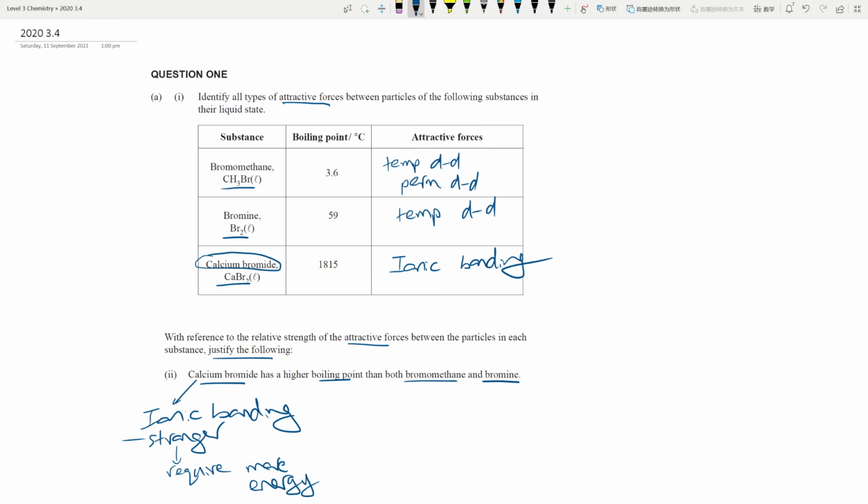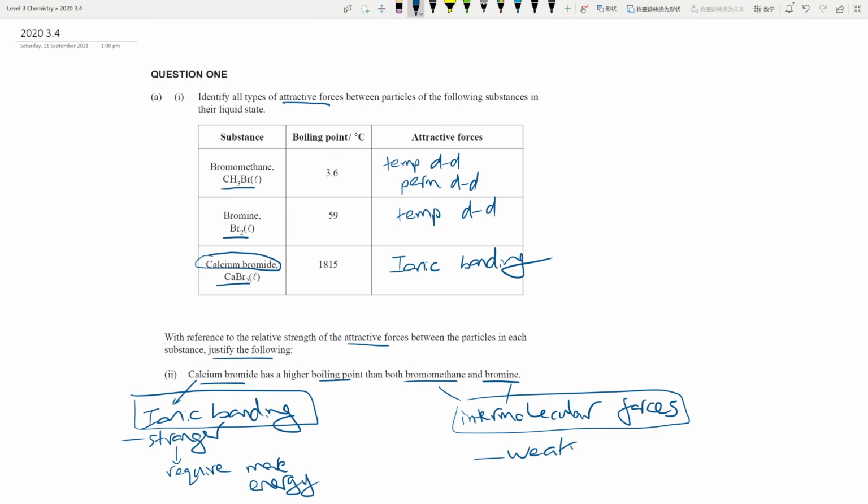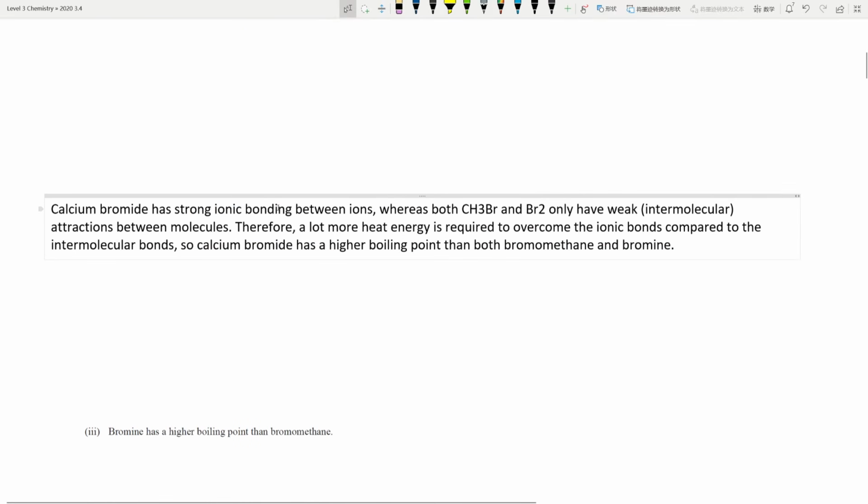Now bromomethane and bromine just have intermolecular forces. You don't need to go into details about what type of forces they are, because you're just comparing ionic versus intermolecular, which is weaker and therefore requires less energy, therefore has a lower boiling point. Okay, so let's have a look at the answers. There you go. Calcium bromide has ionic bonding, which is a lot stronger. The other ones have intermolecular forces, so more heat energy is required, therefore you have a higher boiling point.